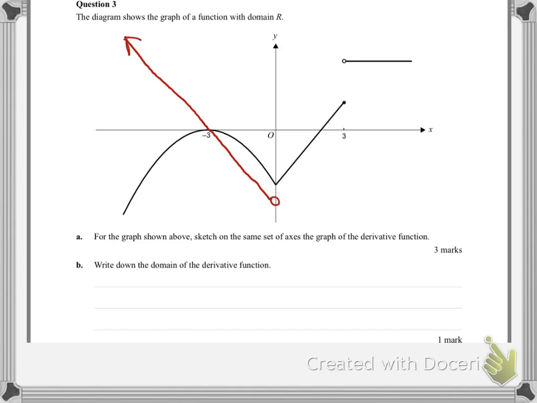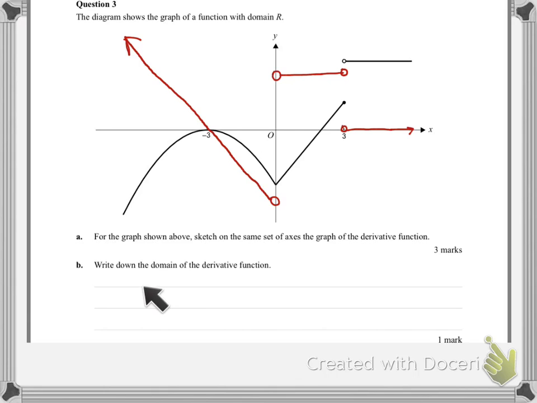There we go. Now here we have a cusp. We have the 2 graphs joining, but they're not smooth. The derivative is not continuous, so it's non-differentiable at that point. We must have an open dot. Same here, open dot. It's a non-continuous graph, so it's non-differentiable. We must have an open dot. And there it is. So there's the graph of our gradient function. Make sure you have the right endpoints.